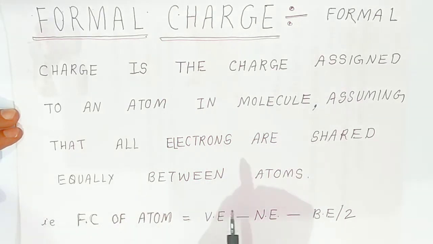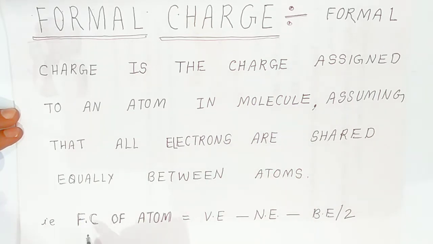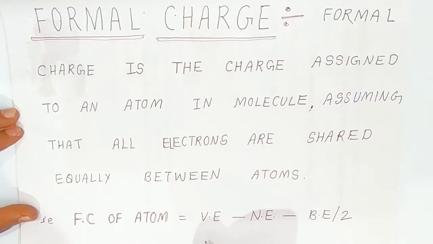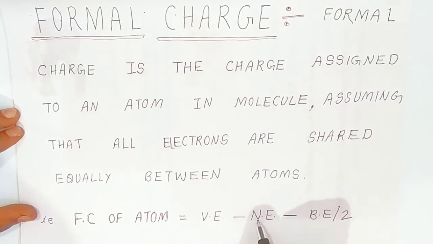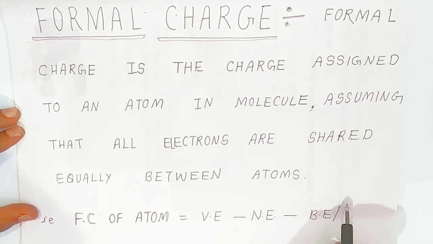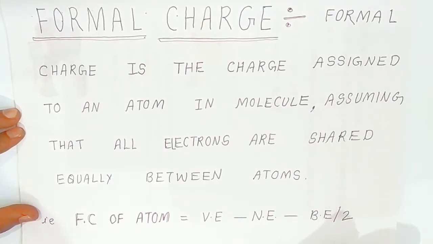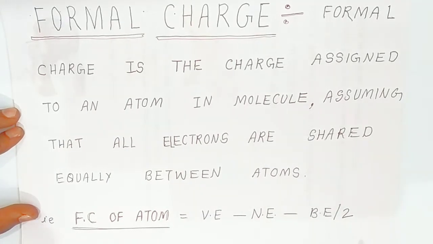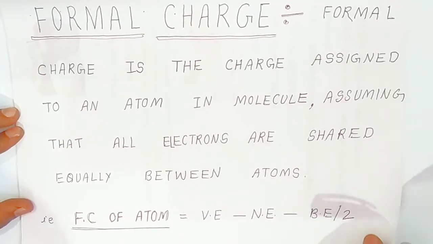Now in a molecule students, if you want to find out the formal charge of the atom in a molecule, the formal charge of atom students is equal to valence electron of that atom minus non-bonding electron of that atom minus bonding electron divided by 2 of that atom. So this is the formula students. With the help of this formula we are going to find out the formal charge on some molecules.